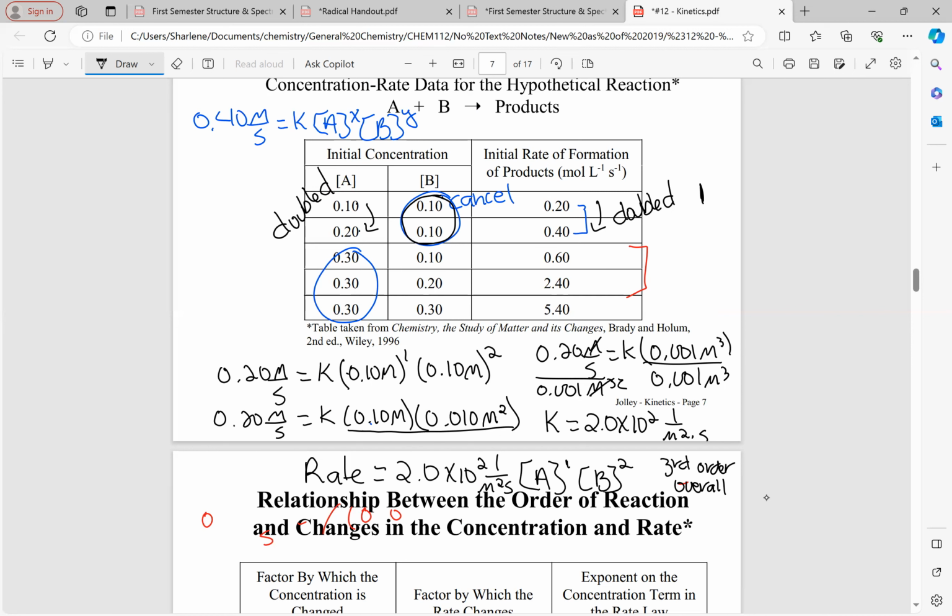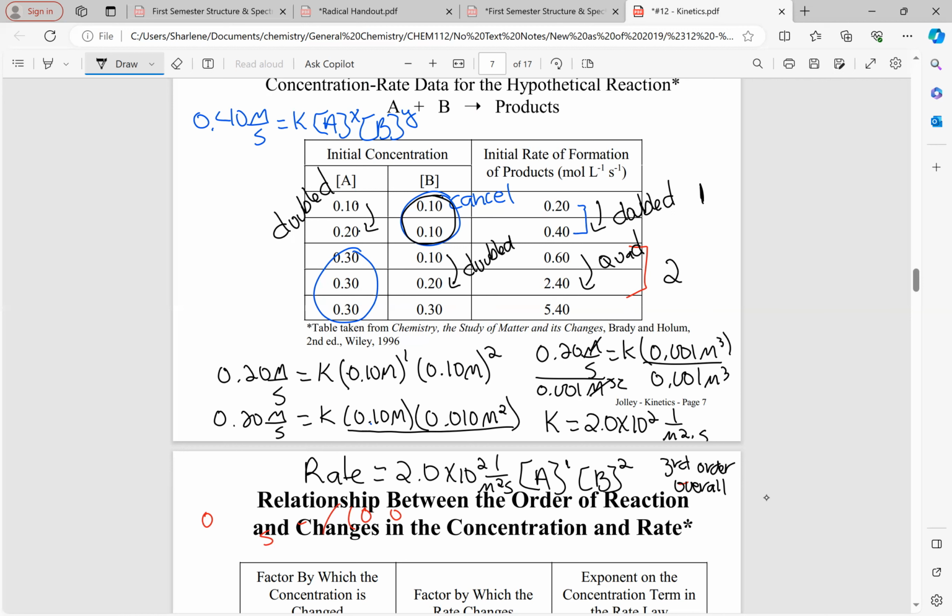All right, let's look at the y. From here to here, I doubled. But what did I do to the rate? I quadrupled. So if I double the concentration and it multiplies the rate by 4, then what do you have? This is an order of 2.